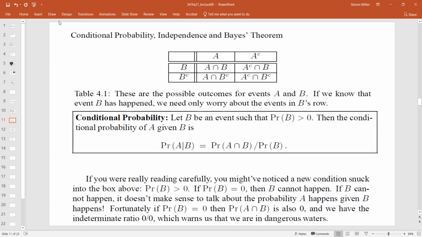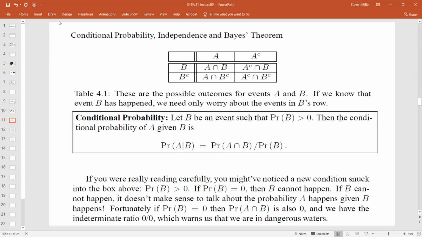And I'm assuming that the probability of B is greater than 0. The reason I want to assume the probability of B is greater than 0 is you really shouldn't be talking about what is the probability that A happens, given that B happens when B doesn't happen. No. So this will give us a 0 over 0.